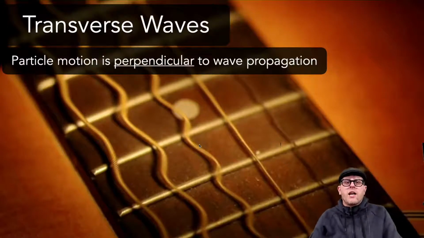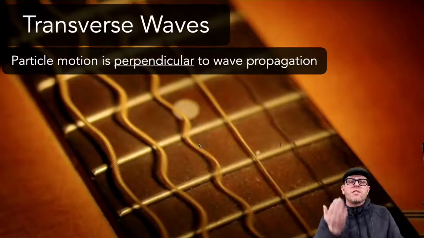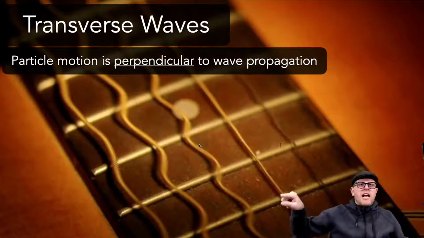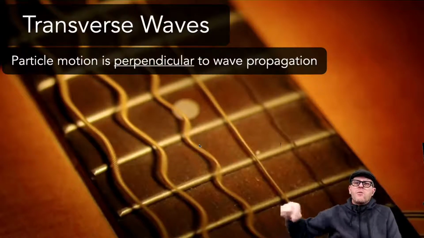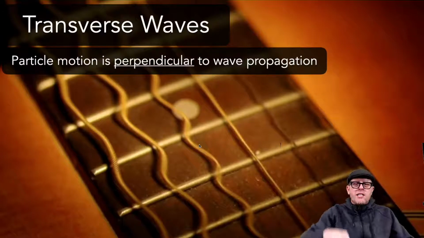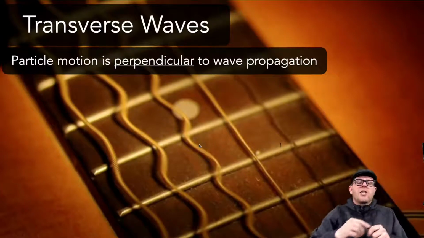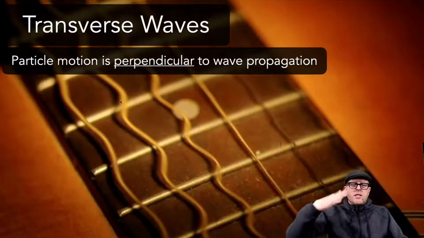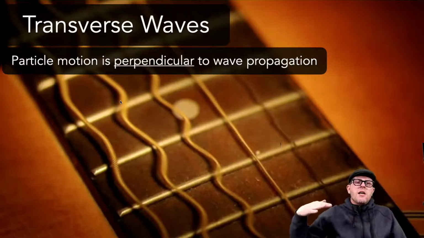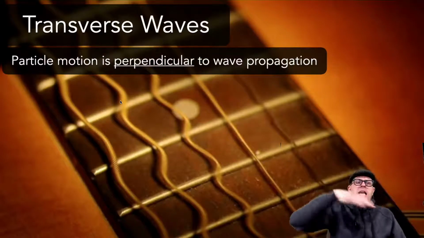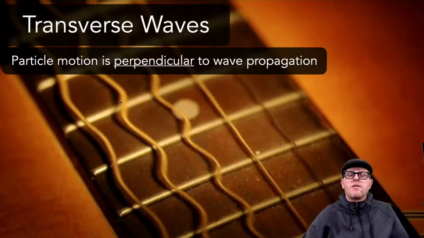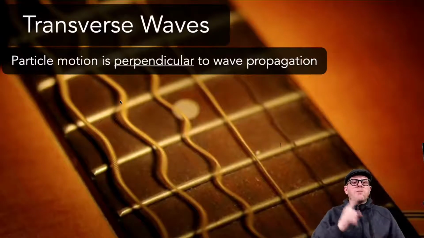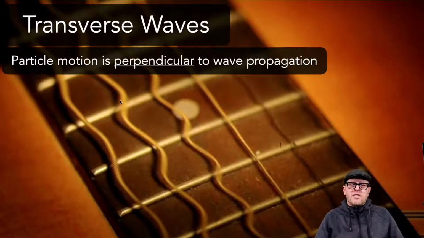A good example of a transverse wave is a wave on a string. If it's a loose enough one, you can actually see the wave propagate. The wave motion is up and down, but the wave propagation is along the string. The wave is going to be traveling down the string, but it's moving up and down. You're like, well, yeah, that's just how waves work. Yes. But the idea here is that particle motion is perpendicular to wave propagation.